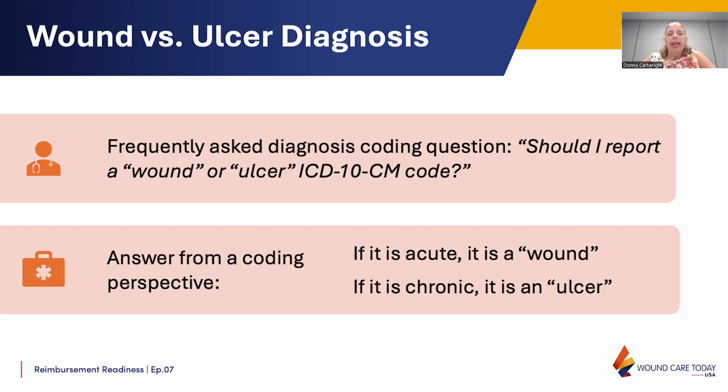So the frequently asked diagnosis coding question: should I report a wound or an ulcer ICD-10-CM code? And the answer from a coding perspective is basically, if it's an acute wound, it is a wound. If it is a chronic wound, it is an ulcer. So that's a simple answer, but we're going to get into a lot more detail.